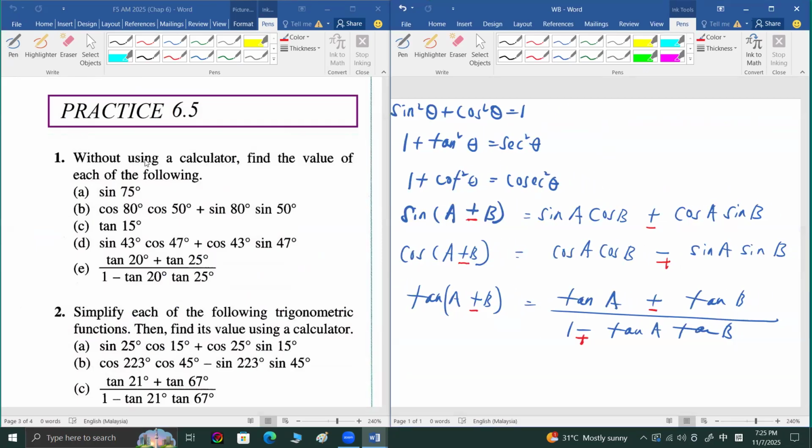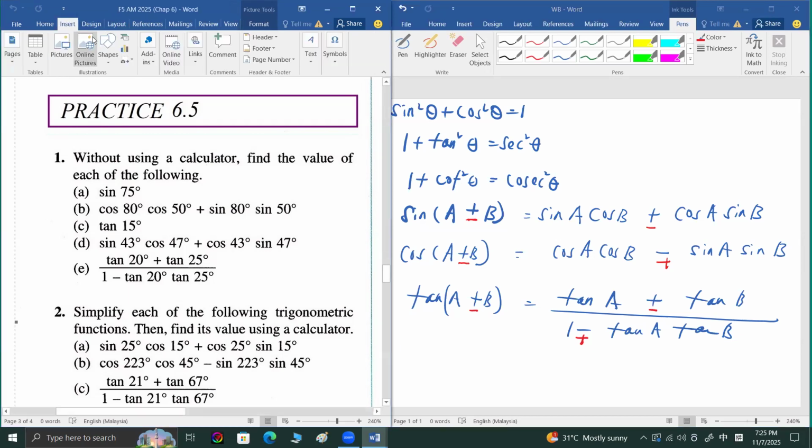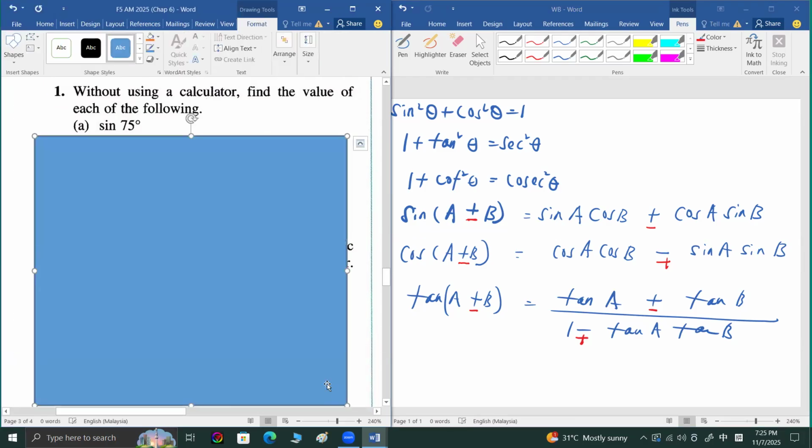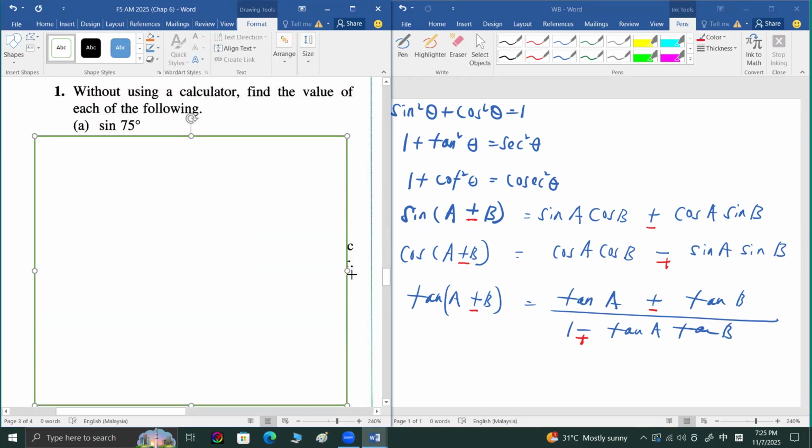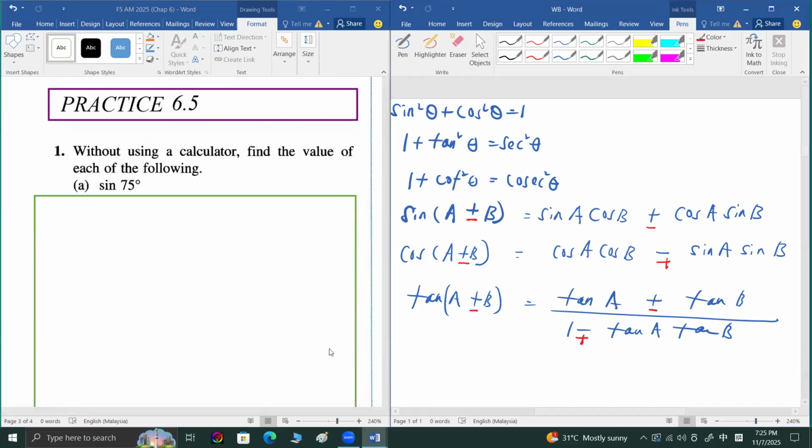Okay, without using a calculator, you're asked to find the value of this. I'll show you how you relate the formula from my right screen there, yeah, class? When questions say without using calculator, remember the specific angle that I have explained to you? We do some revision about the specific angles that you have learned: 30, 60, 45. Do you still remember these two triangles, yeah?